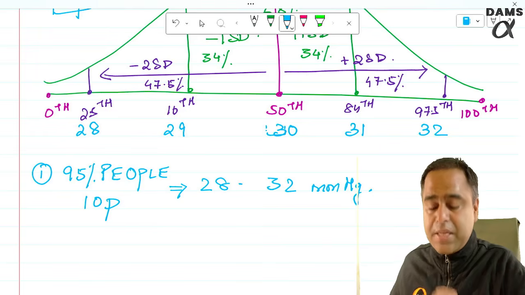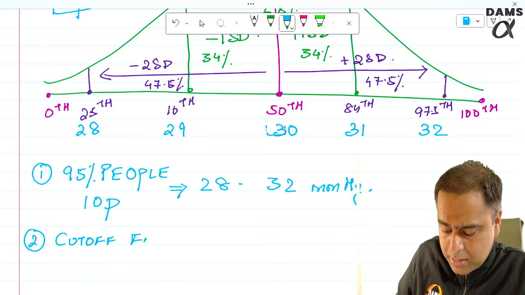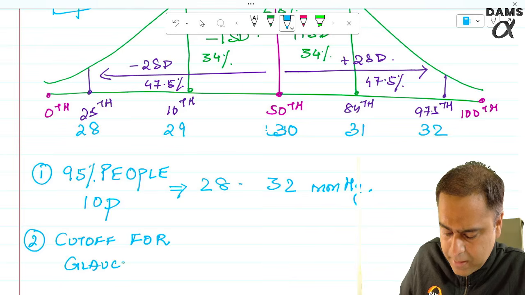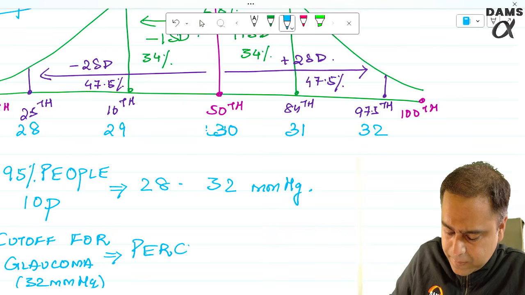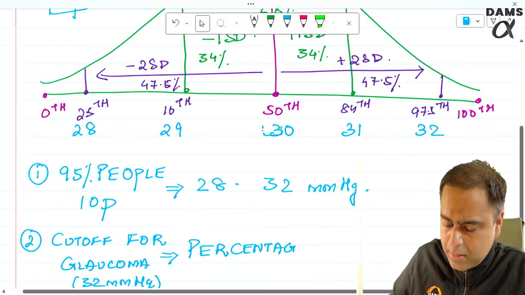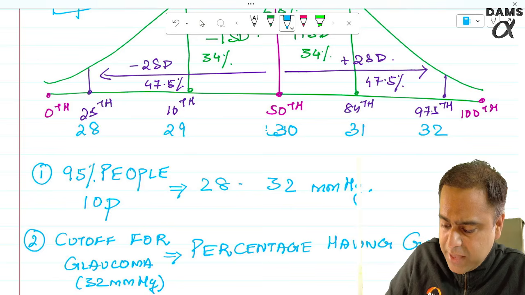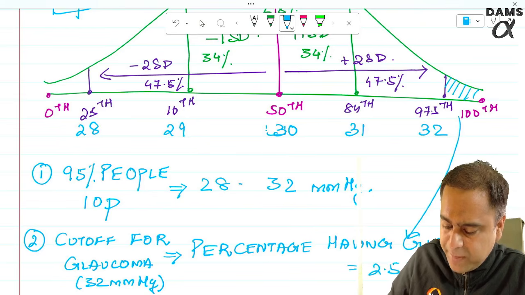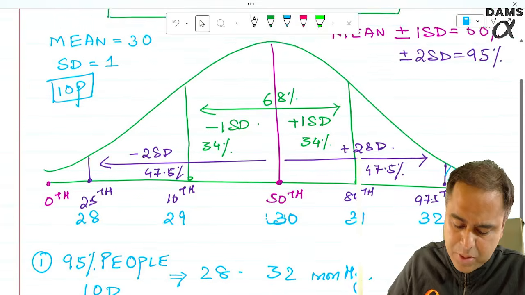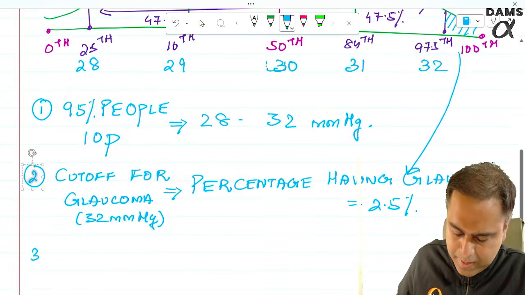That is the first question which can come from this image. Second, if I say that the cutoff for glaucoma is 32 mm of mercury and I ask you what is the percentage of people having glaucoma, you can see that the percentage of people having glaucoma will be this, which is 2.5% people.